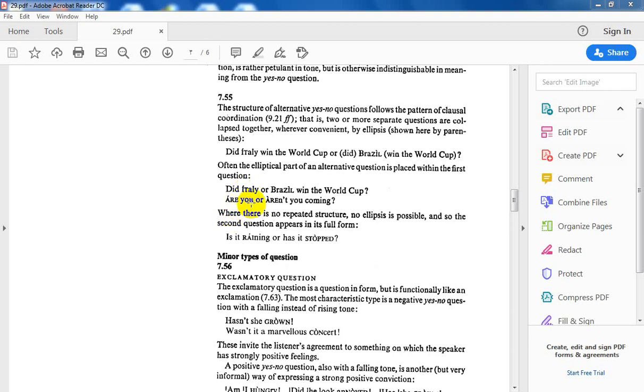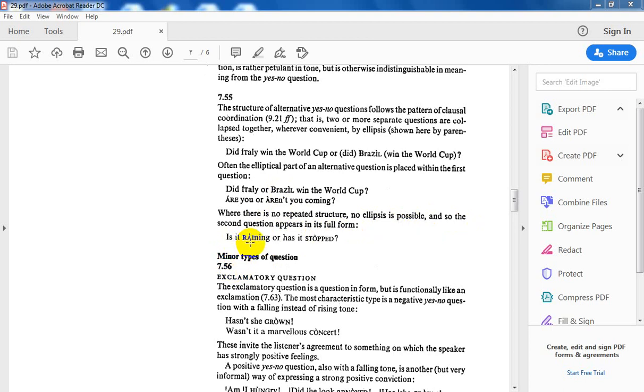Are you coming or aren't you coming? Here we ellipt it to: are you or aren't you coming? Where there is repeated structure in the sentence, ellipsis is possible. But if I do not have that repetition, no ellipsis is possible, and so the second question appears in its full form.